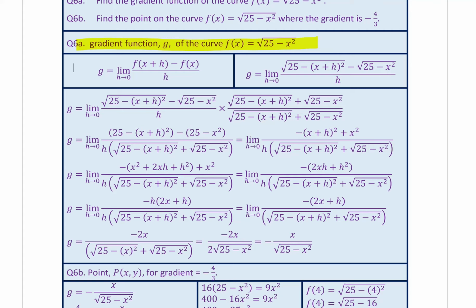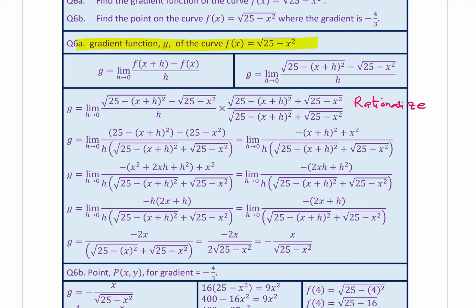So gradient g is the limit as h approaches 0 of f of x plus h minus f of x over h. Now the function is given to us, 25 minus x squared. Replace x with x plus h. So it becomes 25 minus x plus h whole squared, minus f of x, the function itself, divided by h. We need to now rationalize it, correct? So the key is whenever you have this kind of thing, you have to rationalize, correct?